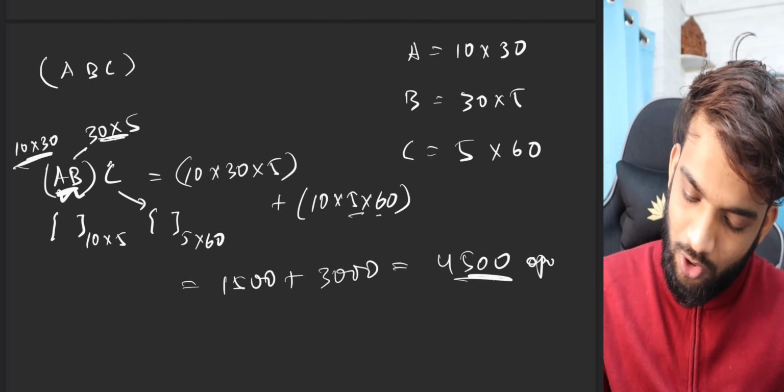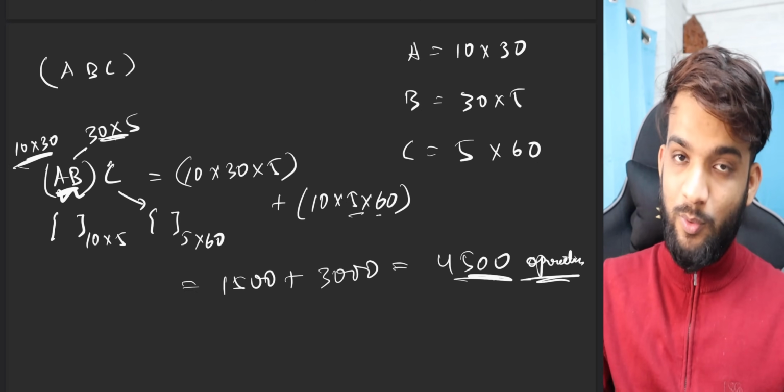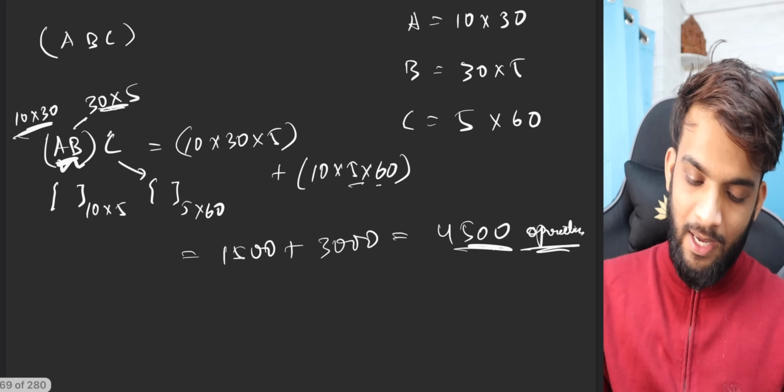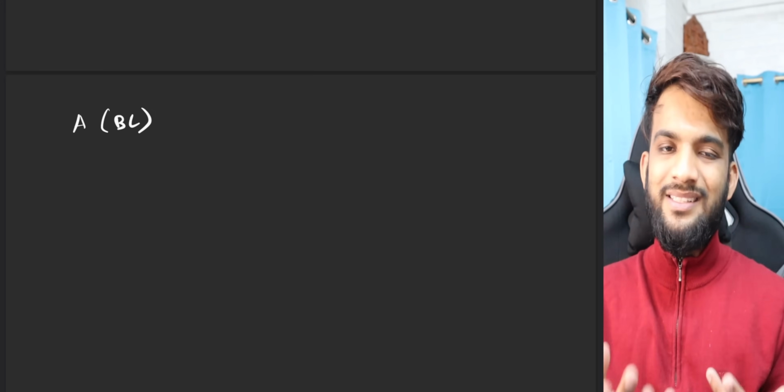So let's write down the operations. It's 4500 operations. So that's one of the ways. What will be the other way? Well, listen. First, why don't you multiply BC and then multiply the resultant with A. I'm like, okay, makes sense.